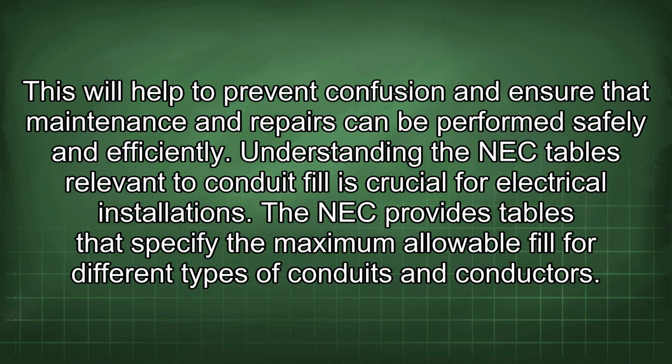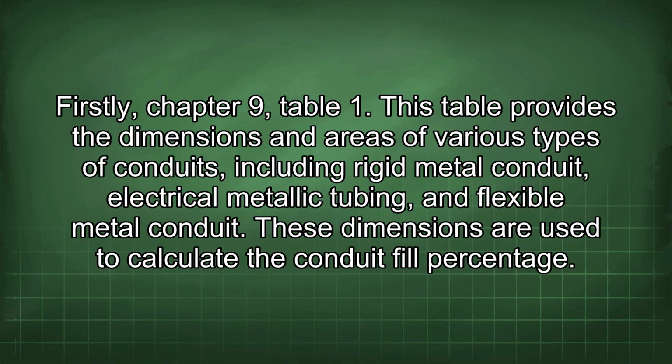Understanding the NEC tables relevant to conduit fill is crucial for electrical installations. The NEC provides tables that specify the maximum allowable fill for different types of conduits and conductors. Firstly, Chapter 9, Table 1. This table provides the dimensions and areas of various types of conduits, including rigid metal conduit, electrical metallic tubing, and flexible metal conduit. These dimensions are used to calculate the conduit fill percentage.